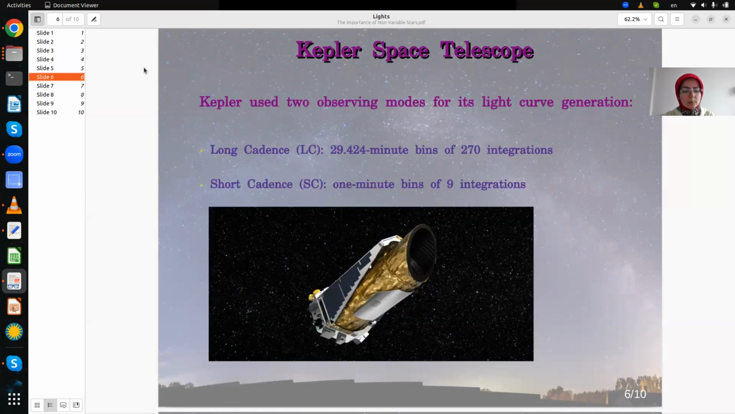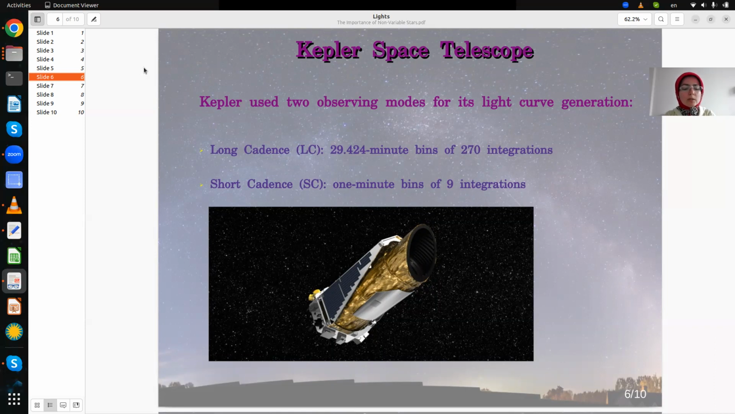The Kepler Space Telescope was a very successful tool, launched in 2009 for discovering extrasolar planets and variable stars, until it was shut down in 2018 due to fuel depletion. In total, Kepler observed 530,506 stars during its lifetime.